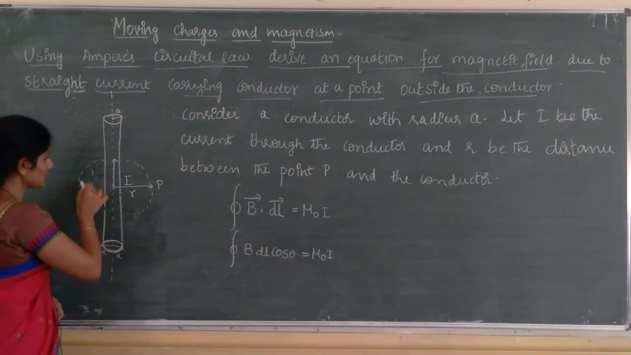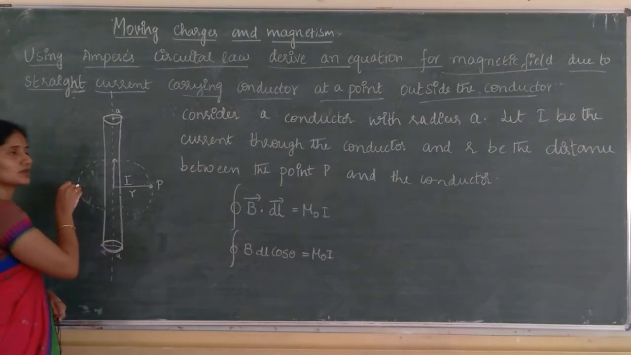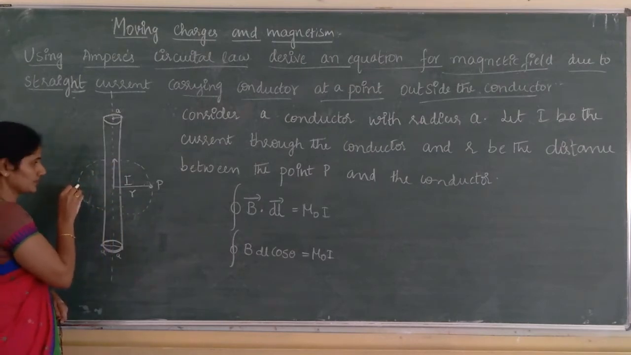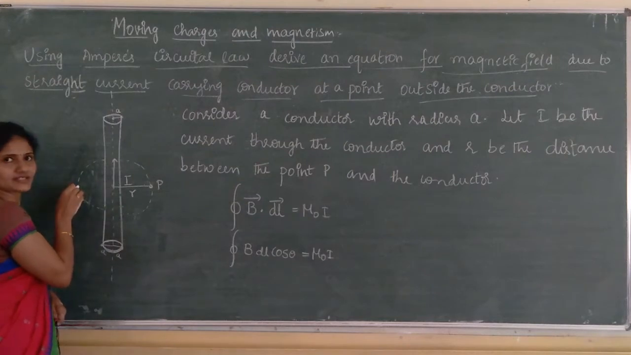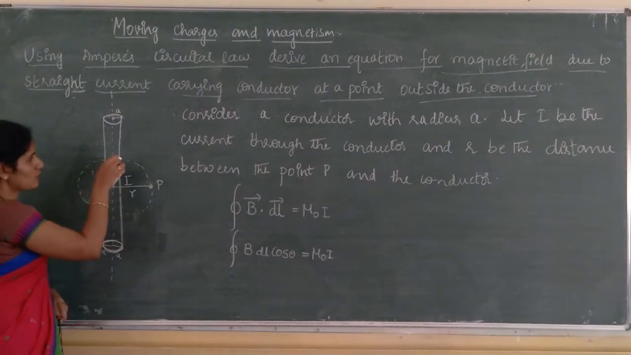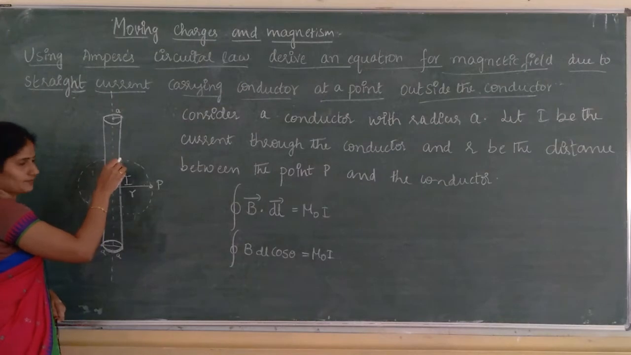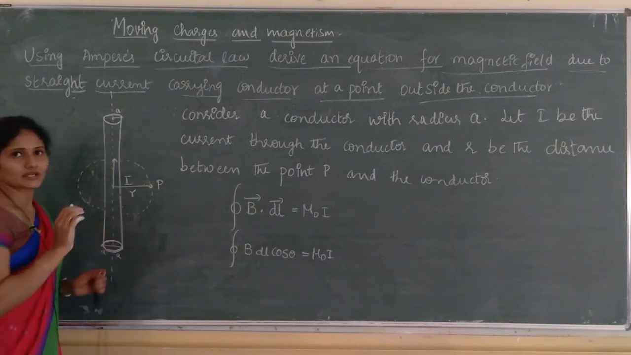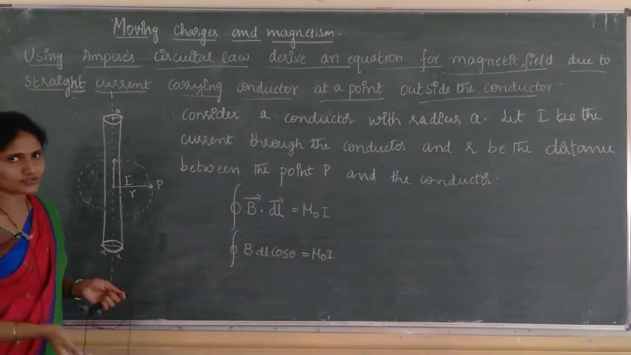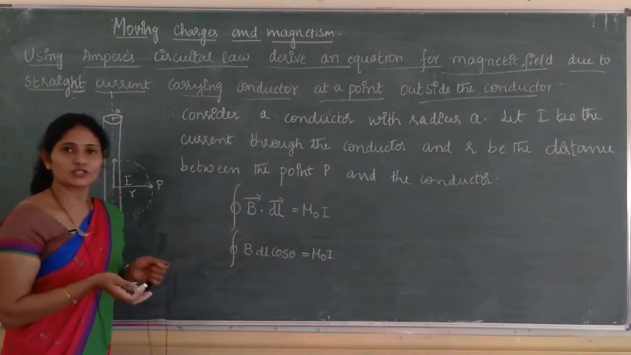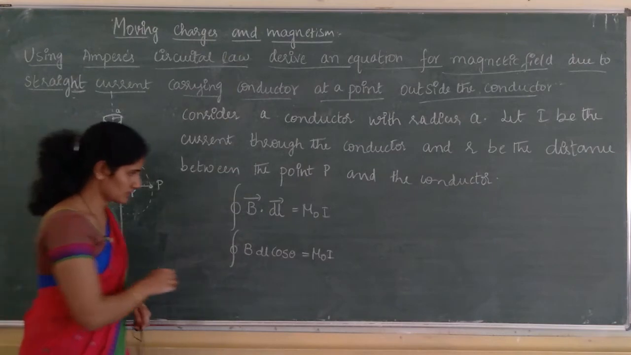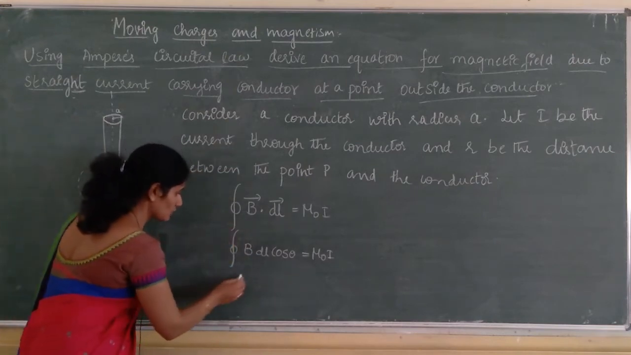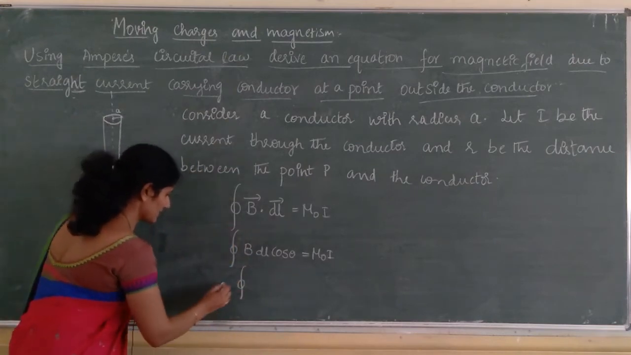If you consider another point P in this loop, then also the distance R is the same. If I consider the point here, R is the same. So, for this loop, R is constant. If R is constant, then that means the magnitude of the magnetic field is constant. So, I will take the constant outside the integral.